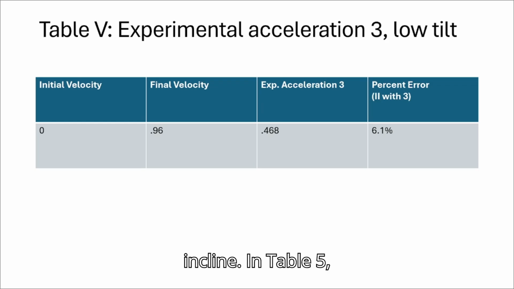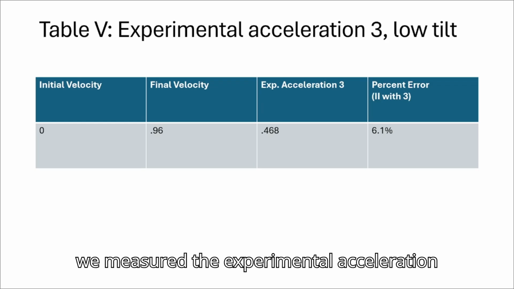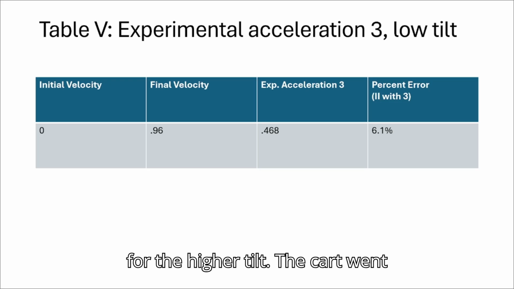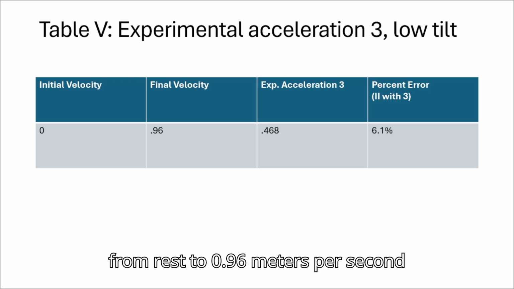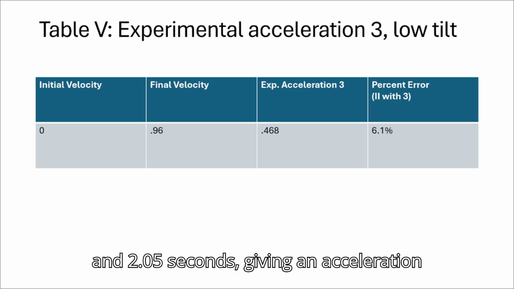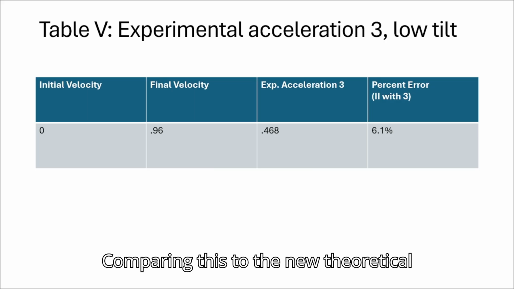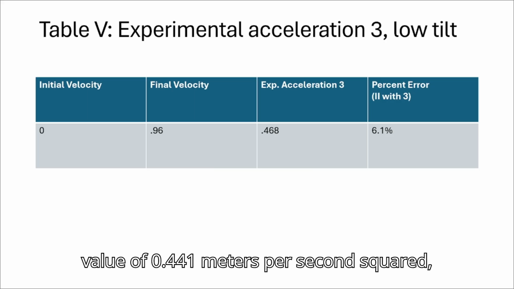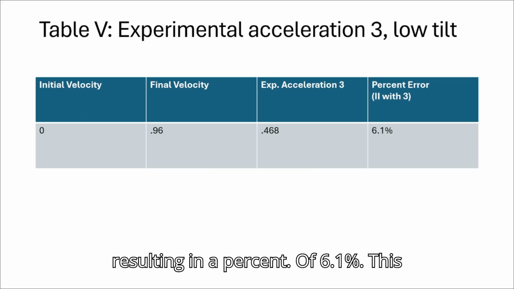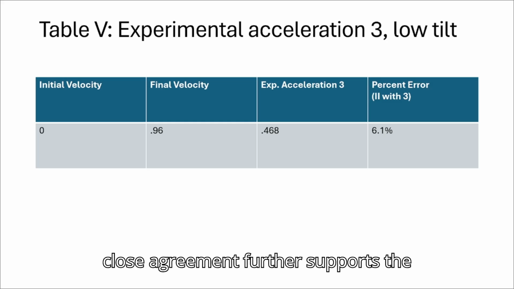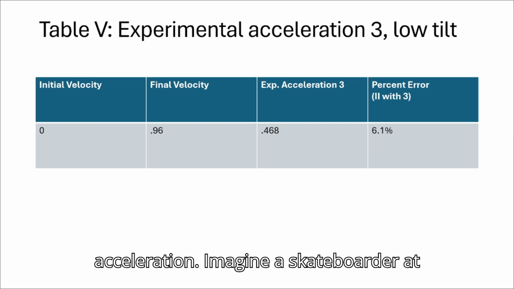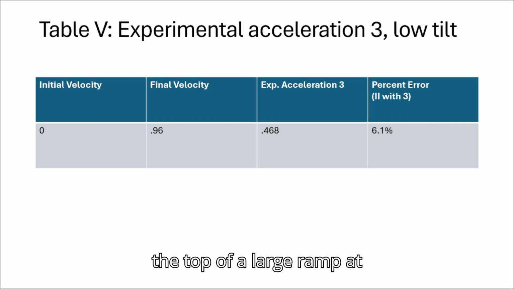In Table 5, we measured the experimental acceleration for the higher tilt. The cart went from rest to 0.96 meters per second in 2.05 seconds, giving an acceleration of 0.468 meters per second squared. Comparing this to the new theoretical value of 0.441 meters per second squared resulted in a percent error of 6.1%. This close agreement further supports the relationship between incline angle and acceleration.